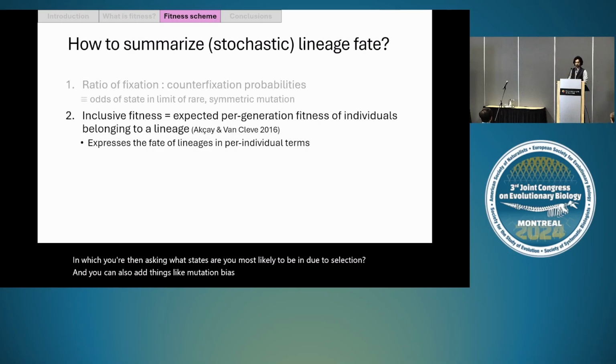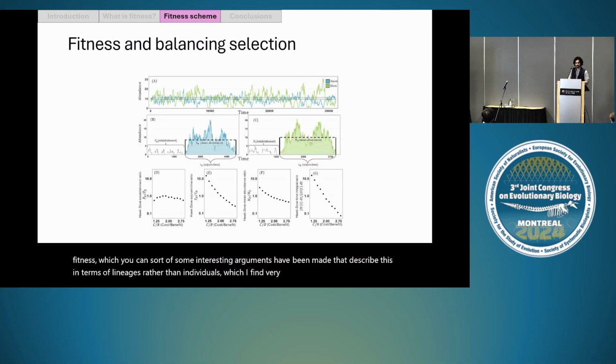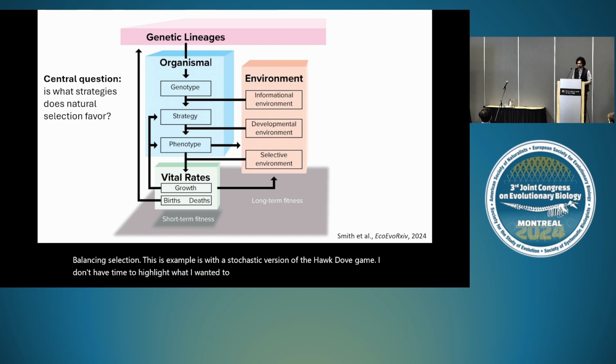Another way is thinking about inclusive fitness, which some interesting arguments have described in terms of lineages rather than individuals, which I find very pleasing. And since I'm running a little bit short of time, we also derived some lineage-based metrics for looking at balancing selection. This example is with a stochastic version of the Hawk-Dove game. I don't have time to highlight what I wanted to highlight, but the main thing I want to present here is this picture.